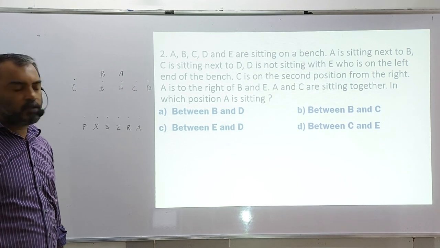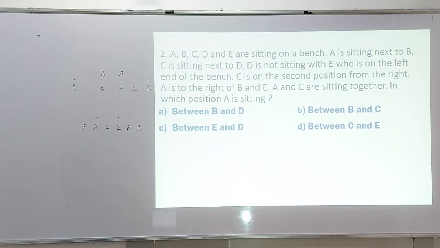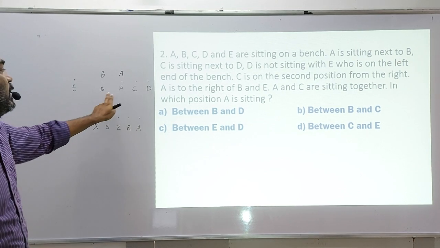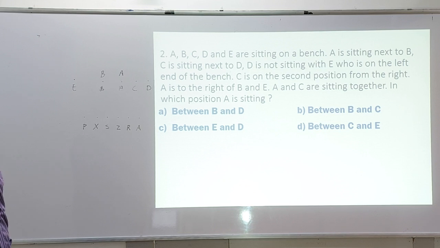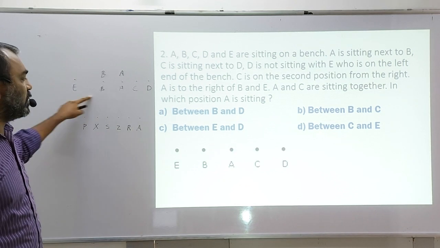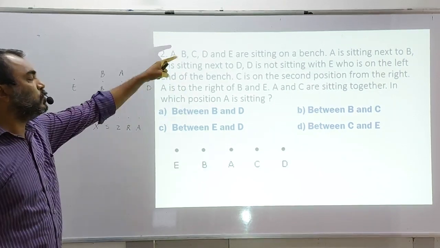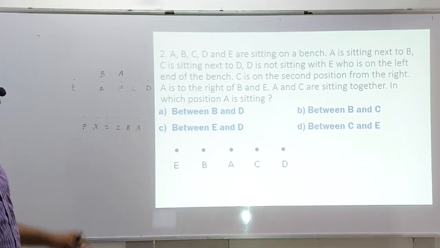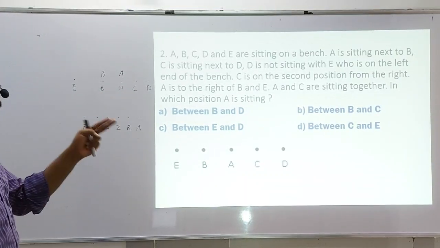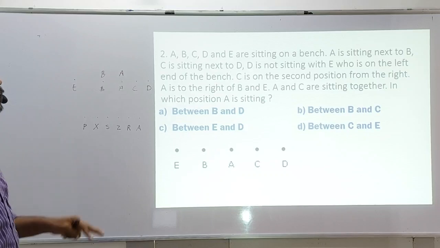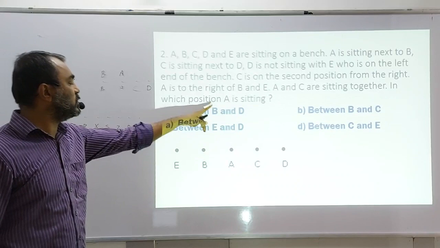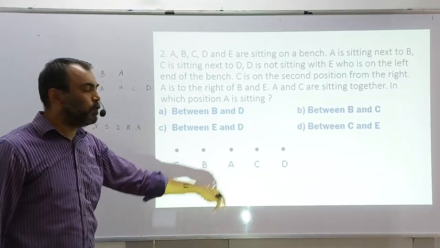And now the options. Where is A sitting? So with our diagram we get A is sitting between B and C. Now let us see whether what we got is right or not. We got E, B, A, C, D, our arrangement. E, B, A, C, D. So you have to see again what they have mentioned. Sitting next to means what? Near each other. Who is sitting on the left, who is sitting on the right, who is not sitting near. So you got E, B, A, C, D. What is the position of A? It is between B and C.